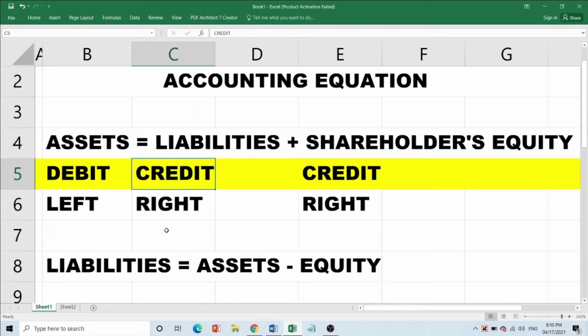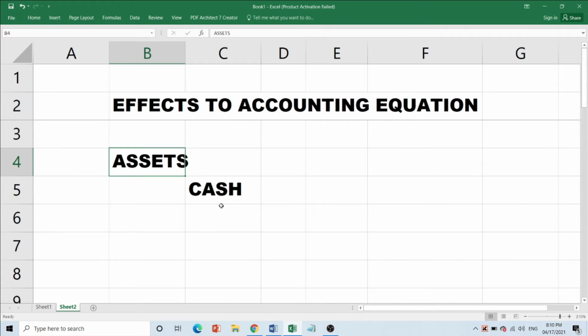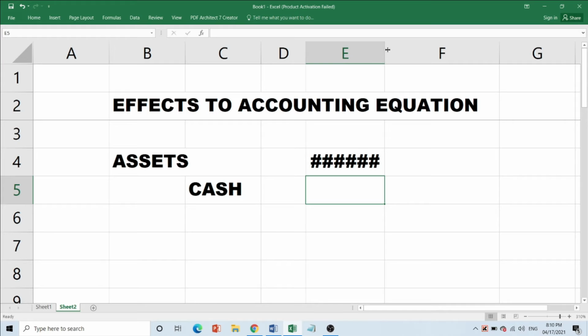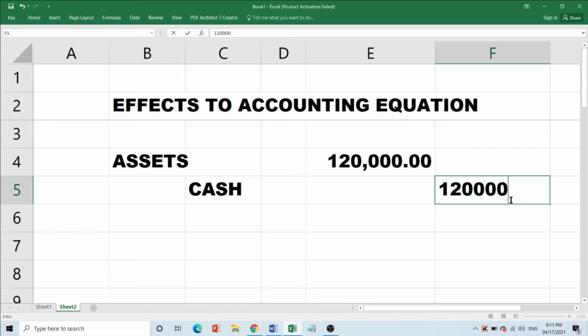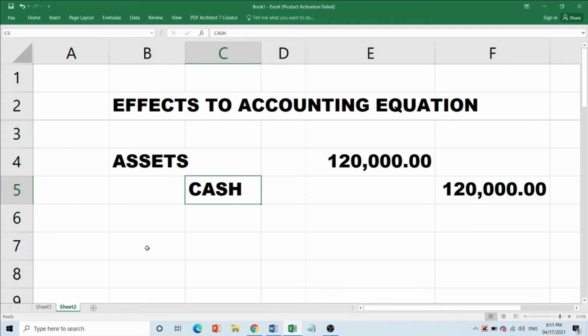So that is how we understand the normal balances of these accounts, the assets, liabilities, and shareholders' equity. Going back to the transaction, the normal balance of assets is debit. So nag-debit tayo dito ng sample natin is 120,000 at dito din is 120,000. Example. The assets and cash.